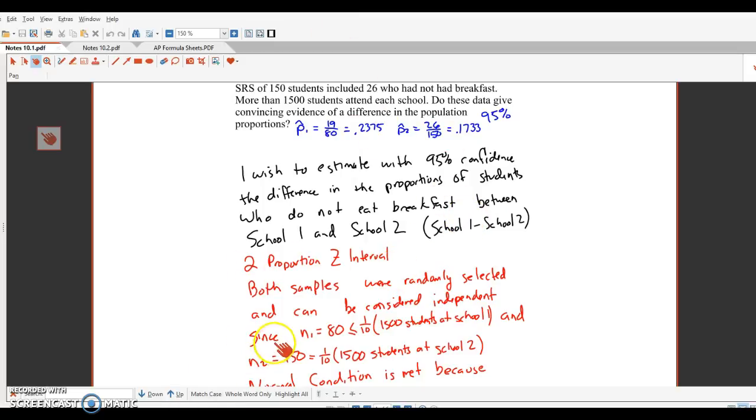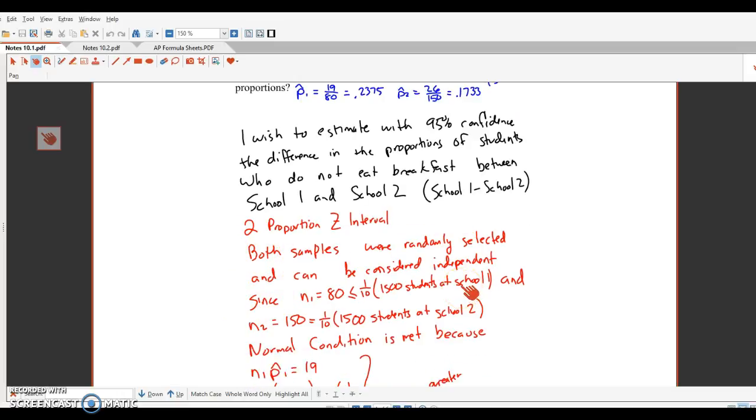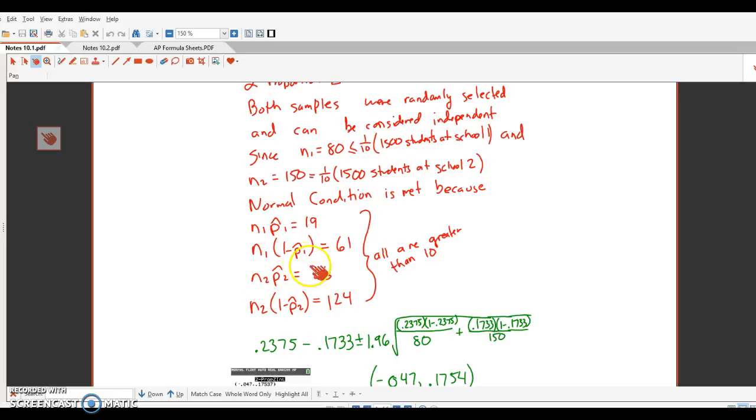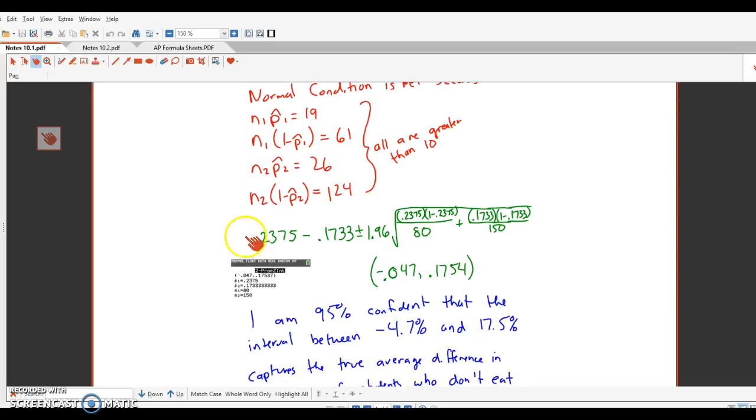This is a 2 proportion z interval, part of the plan step or the do step, whichever you want to put it. Both the samples were randomly selected and we can consider them independent because of the 10% condition. The normal condition is met because, and here are my n times p's and n times 1 minus p's, all greater than 10. Just like before, if 1 happened to be too small, I would point that out and either say condition not met or proceed with caution, but I would continue to do the problem.